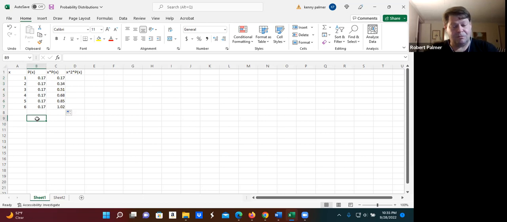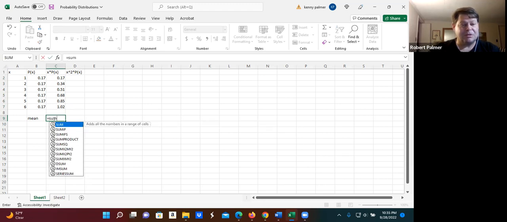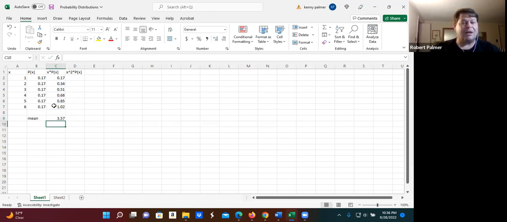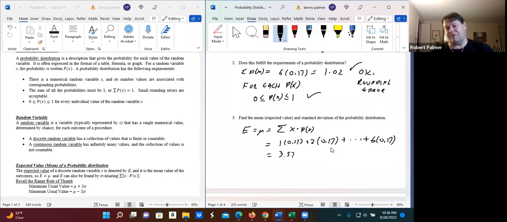Okay, now what we want to do then is sum that. So our mean, or the expected value, is equal to the sum. So just start to type in the word sum, double click on that, and then we can drag these values here. And we find out that comes out to be approximately 3.57. So actually, this is a bit of rounding error. So it should be actually 3.5.